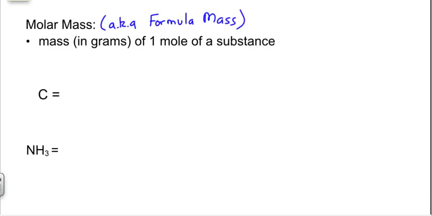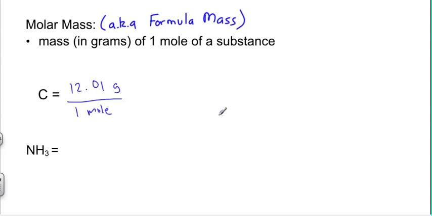Before we even do that, we have to learn about something called molar mass. You'll also see this known as formula mass. This is the mass in grams of 1 mole of a substance. So if you would find the molar mass of carbon, it would be 12.01 grams in 1 mole.